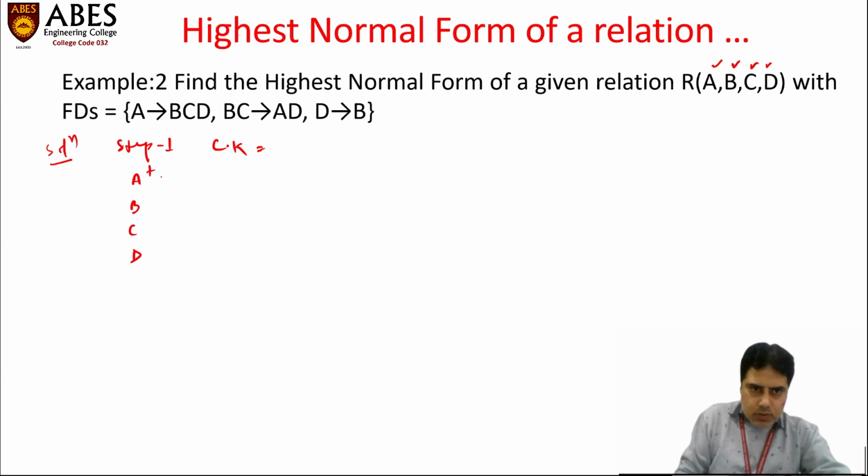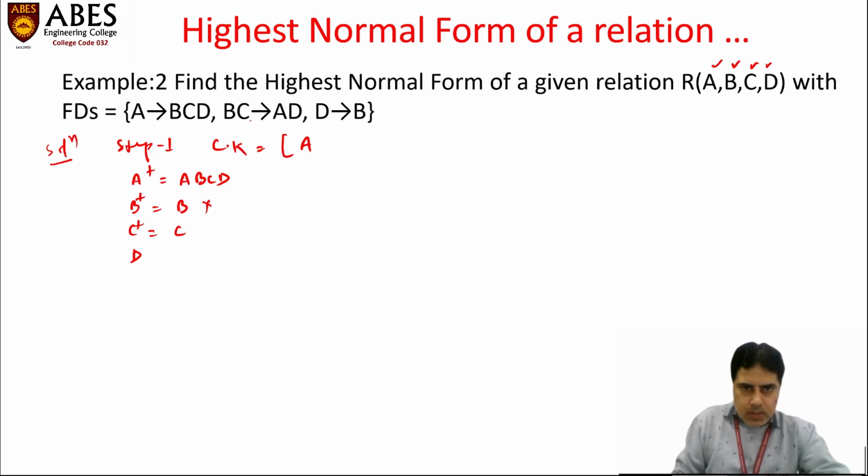Take the attribute closure of A. From A, we can determine A, and then A, B, C, D. So the first candidate key is A. Now check for B. From B, we can't determine anything. Now check the closure of C. From C, we can't determine anything else, so C is not part of a candidate key. Now check for D. From D, we can determine B, but from BD we can't determine anything else.